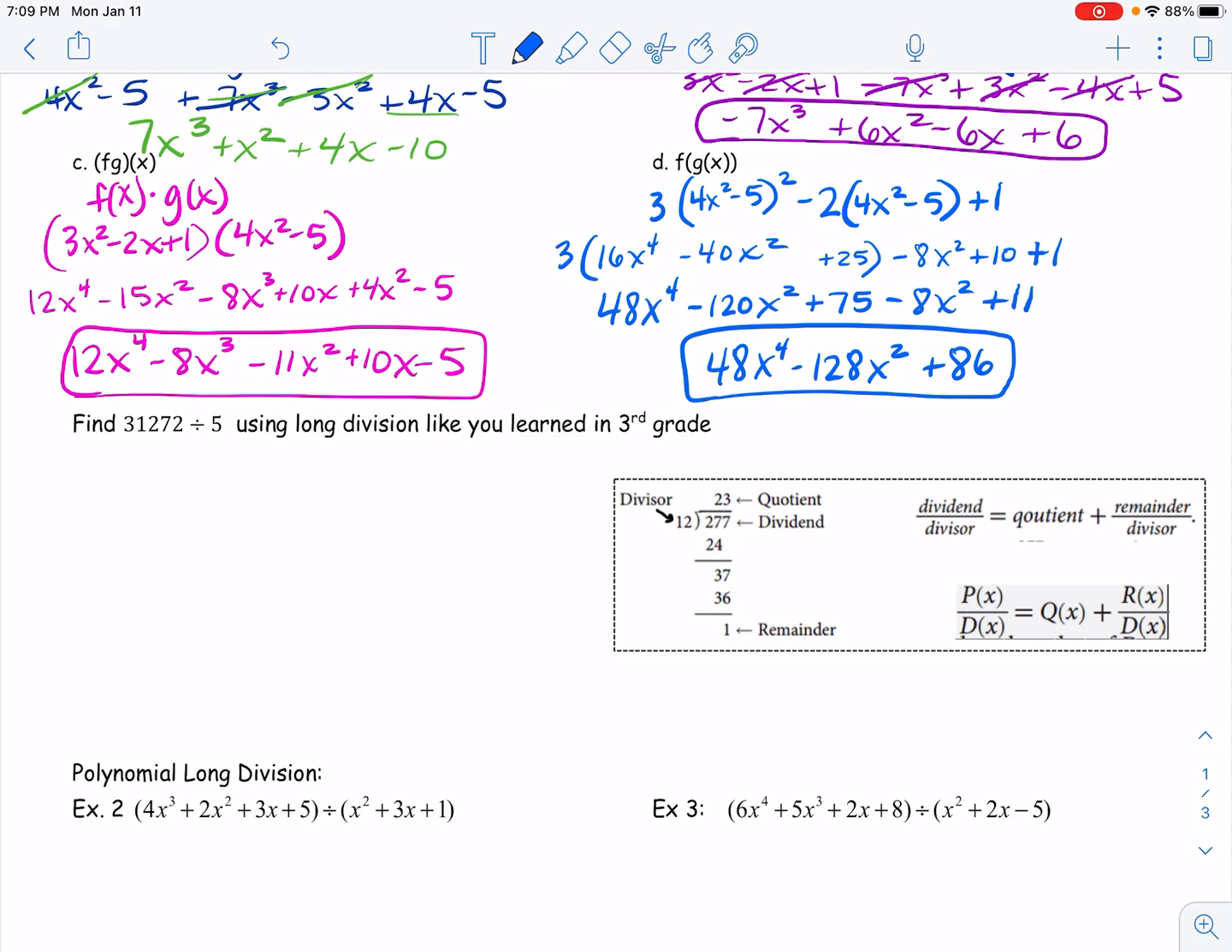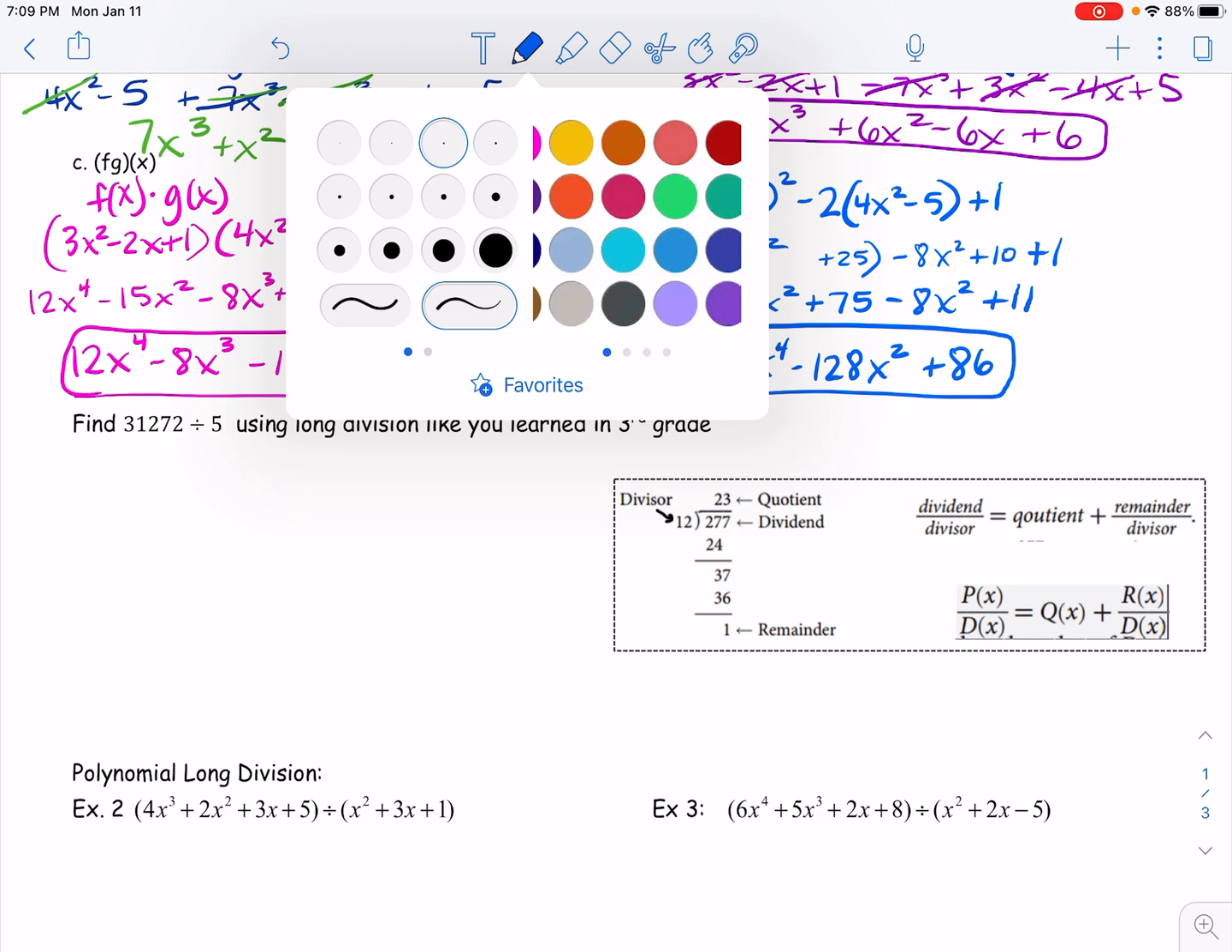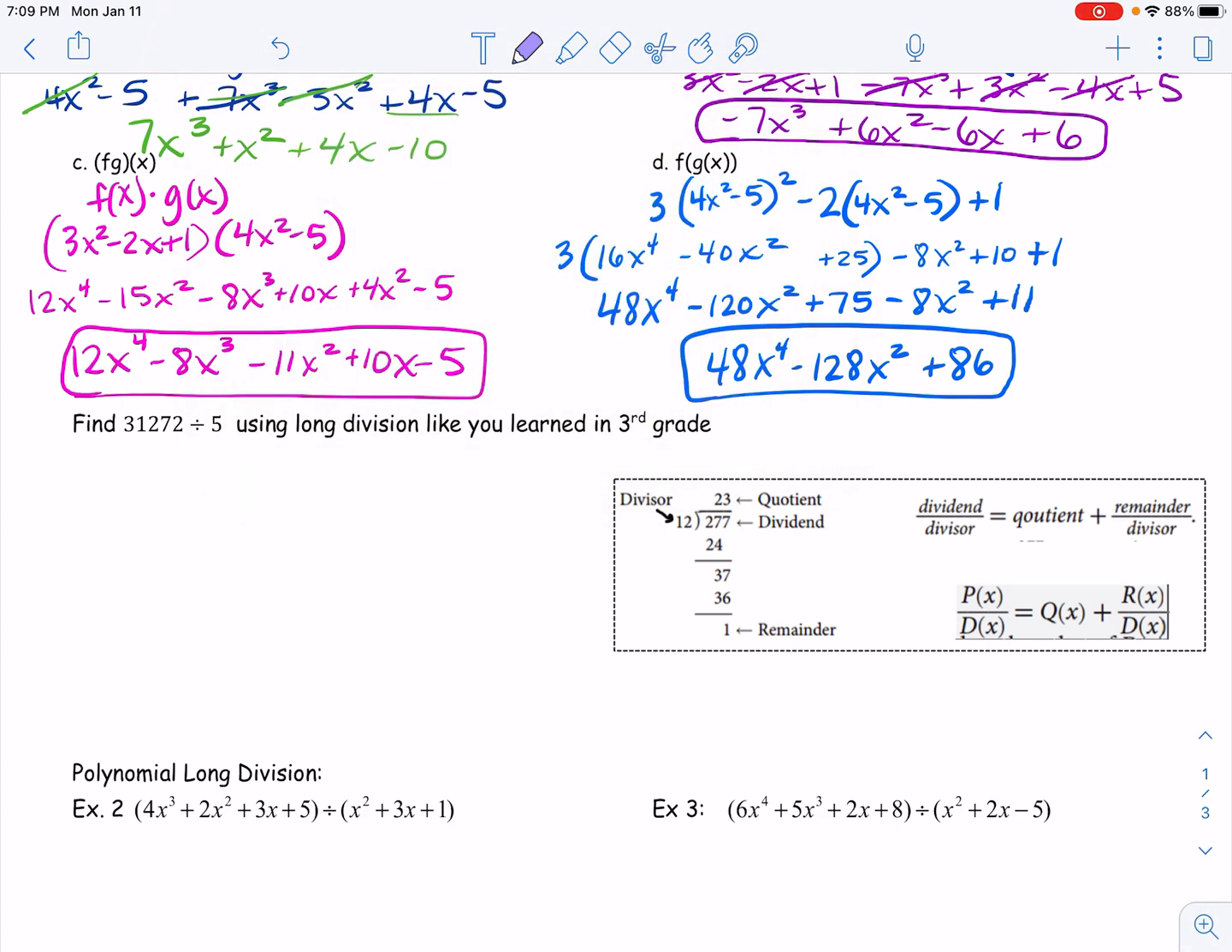Let's kind of get that process back into our brain, if you will. So if I wanted to long divide numbers, I want to do 31,272 divided by 5. Well, one thing that we already know is that it's not going to be evenly divisible. So we are going to have some kind of remainder to this division problem. Our divisor here is 5. That is what you're dividing the dividend by.